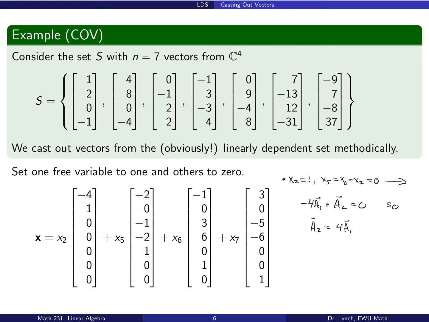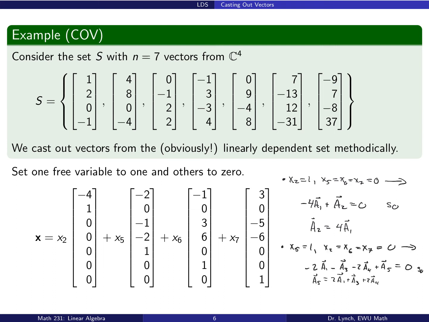Okay, when we do that, returning back to our original matrix A, we can see that the relation of linear dependence is that minus 4a1 plus a2 is equal to 0. Or, in other words, a2 is 4a1. That tells us that a2 is extra. We don't need that.